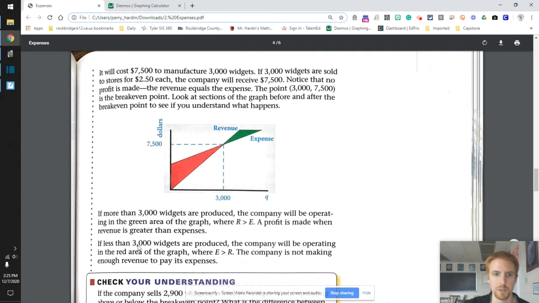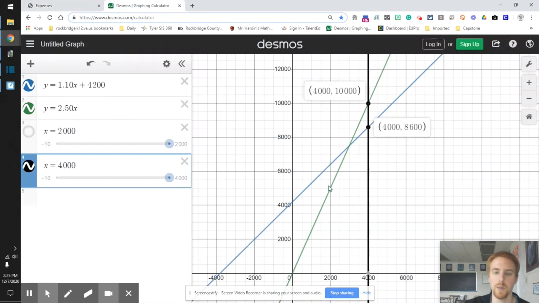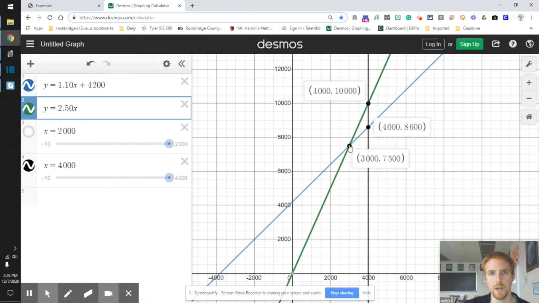So that's what all this stuff is about on this page. But again, make sure that you can graph revenue and expense and be able to find that break-even point. You're going to have a lot of questions about that as we move forward.